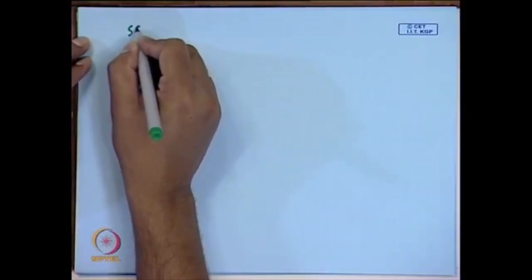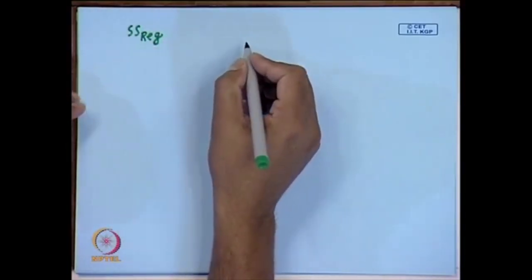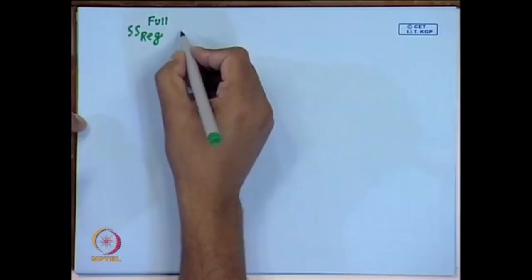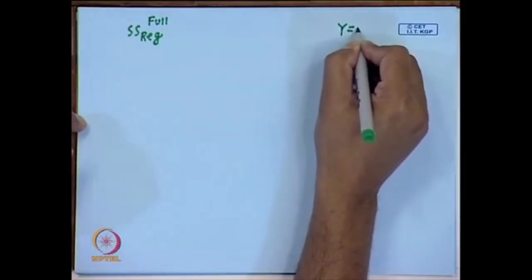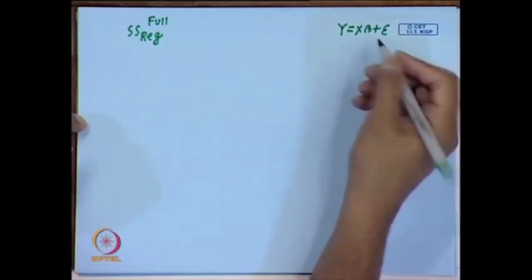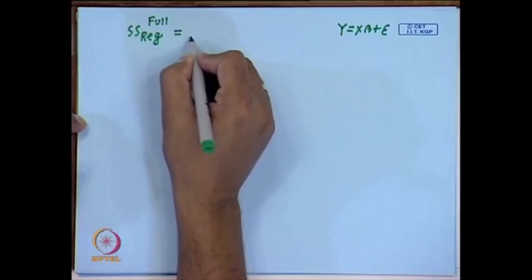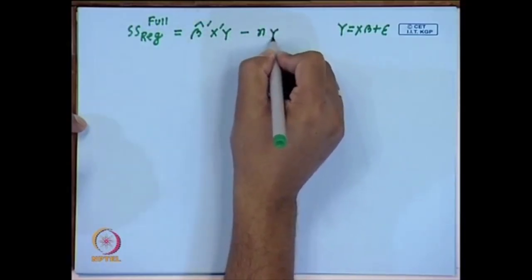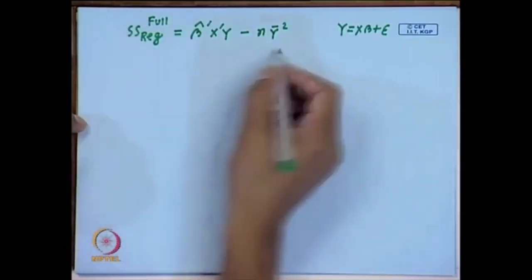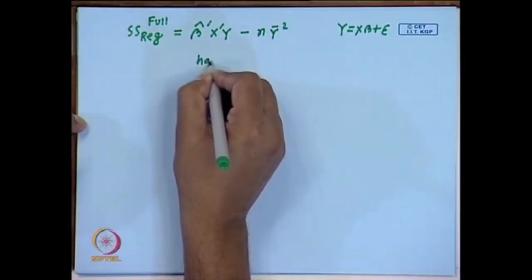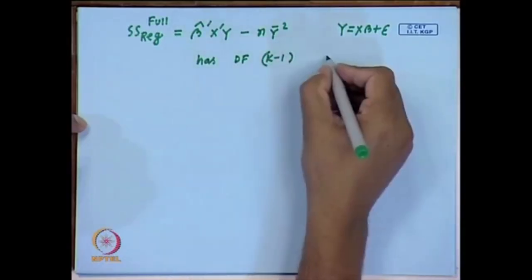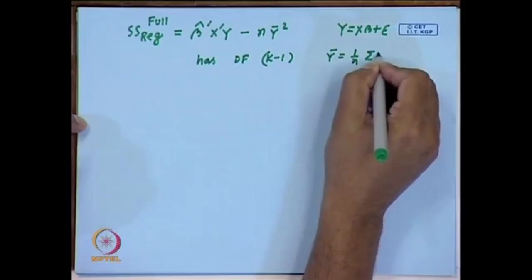Well, let me compute SS regression for the full model first. So, SS regression full. Okay. We know that the SS regression for the full model, by the full model I mean y equal to X beta plus epsilon, so it has all the regressors, is beta hat prime X prime y minus n y bar square. You can refer to the previous lecture for this one, and this has degree of freedom k minus 1, right. Of course, y bar is nothing but 1 by n summation y i.